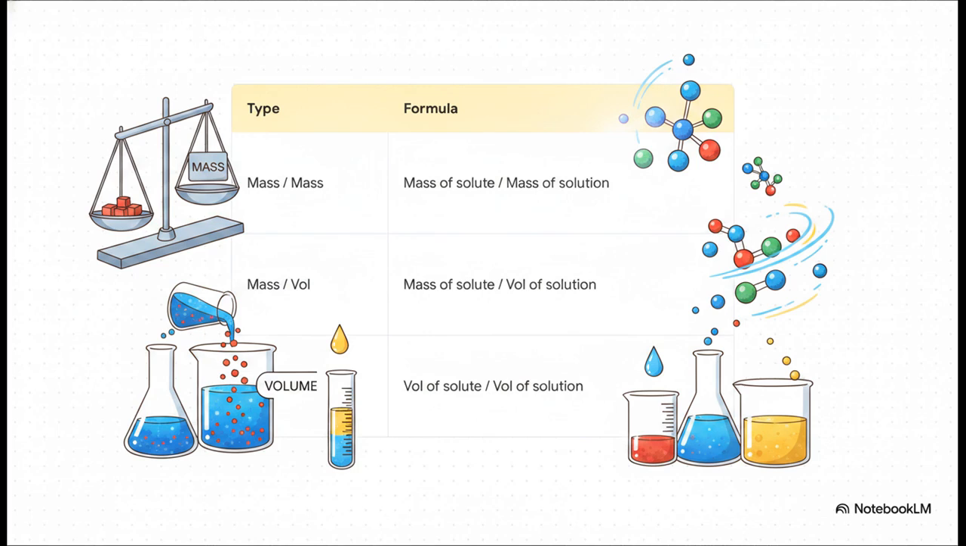Because it's so important, industries need standard ways to talk about this concentration, and this boils down to 3 standard formulas. Now, don't worry, we aren't going to get bogged down in complex algebra here, but basically we have mass by mass, which is the mass of the solute over the total mass of the solution. Then there's mass by volume, putting the mass of the solute over the total liquid volume. And finally, volume by volume, which compares the volume of a liquid solute to the total volume of the solution.